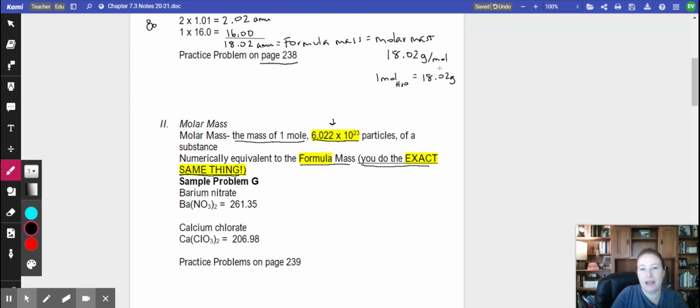Numerically, I just add up the hydrogens and the oxygen exactly like I did, and I will get the exact same number. But now it's in grams.